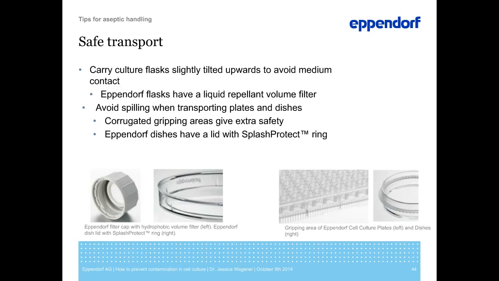Transporting flasks, dishes, or plates with medium inside always carries the risk of spilling. When using flasks, make sure that you carry them slightly tilted upwards to avoid medium contact. In addition, flasks with a hydrophobic filter give you extra safety. Dishes with a corrugated gripping ring and plates with a gripping area give you safety when transporting them. In addition, the Eppendorf dishes have a special ring inside their lid that traps spills inside the dish. When you want to take one or a few dishes from a stack of dishes in the incubator, the gripping ring avoids unintended opening of the lids, and so do the gripping areas of the plates.